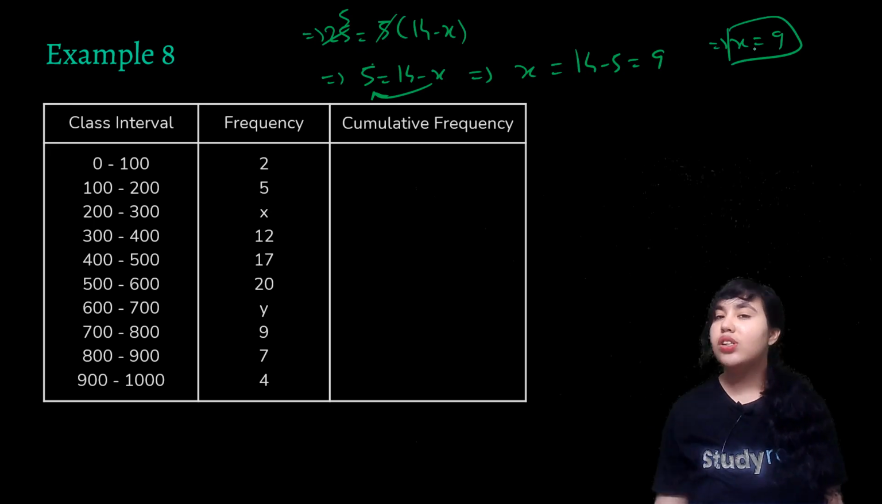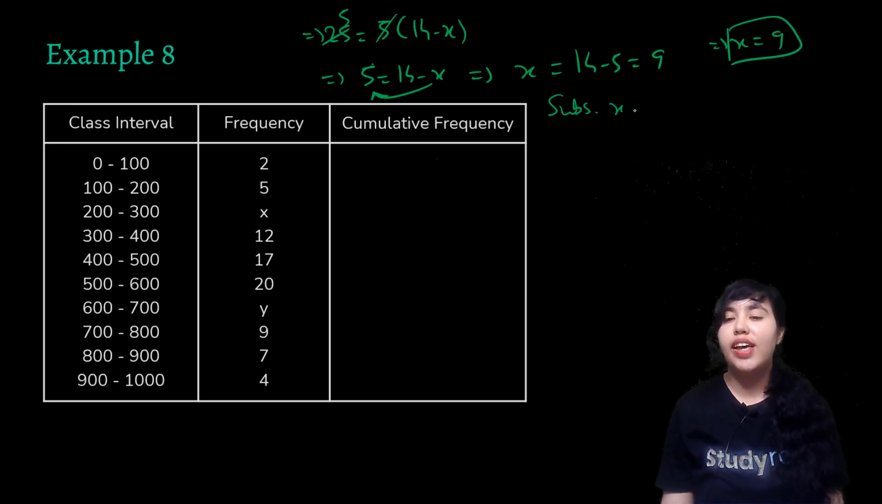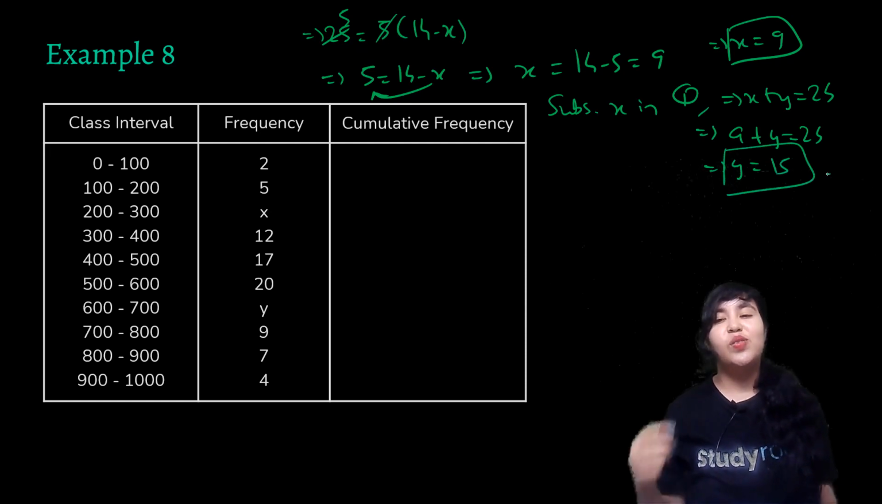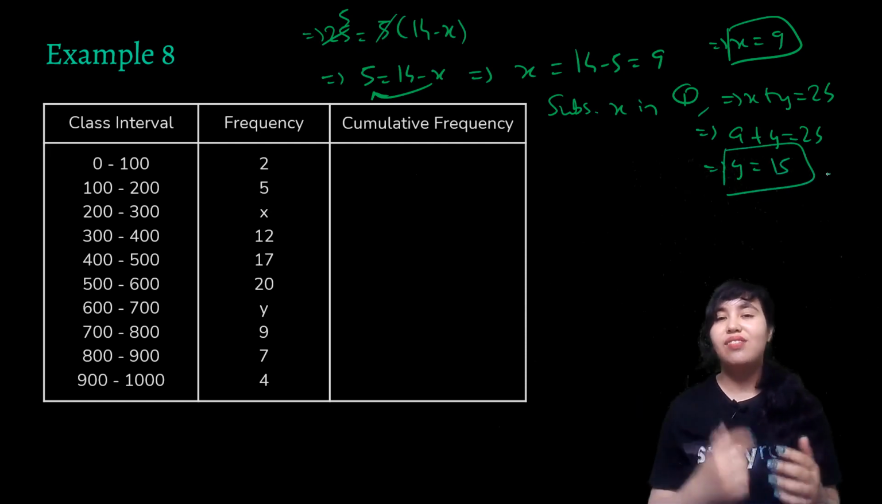Now you remember we took equation number 1, so substitute this value of x in that first equation. That equation was x plus y is equal to 24. So now it will become 9 plus y is equal to 24. y will become equal to 24 minus 9, that is 15. So with this, we are done with this question. x is 9 and y is 15.